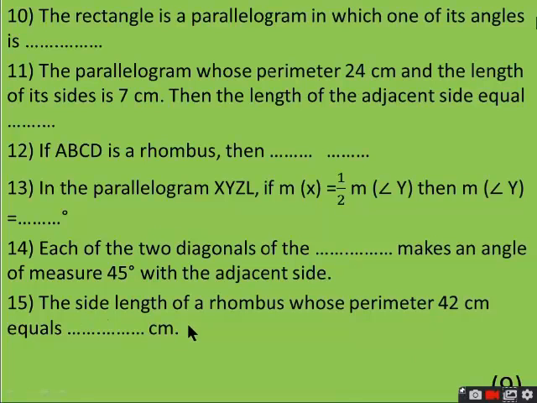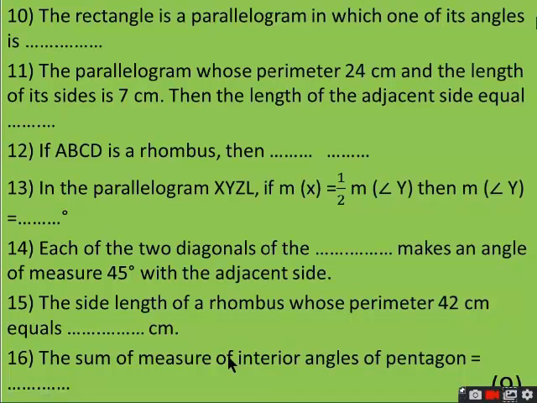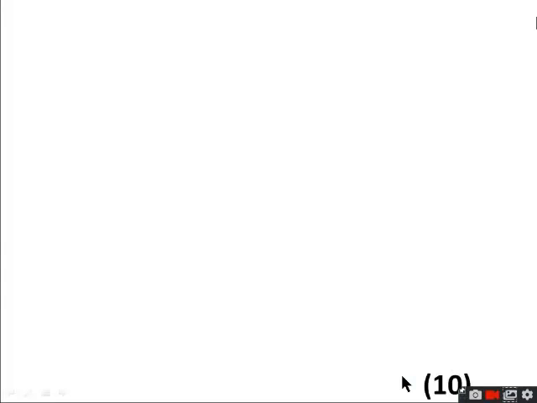The side length of the rhombus whose perimeter equals 42: we have the four sides of the rhombus are equal, then we divide 42 by 4, which equals 10.5. The sum of the measures of the interior angles of a pentagon: a pentagon contains 5 sides, which equals 5 minus 2, times 180, equals 540.